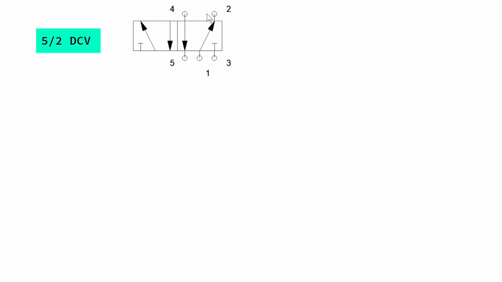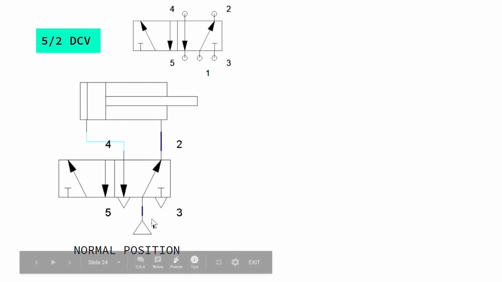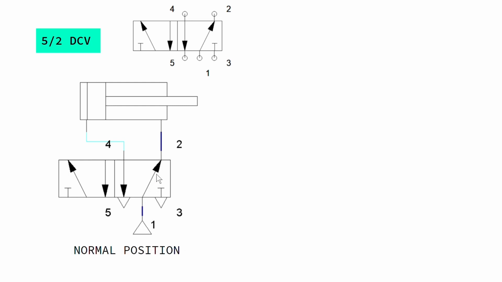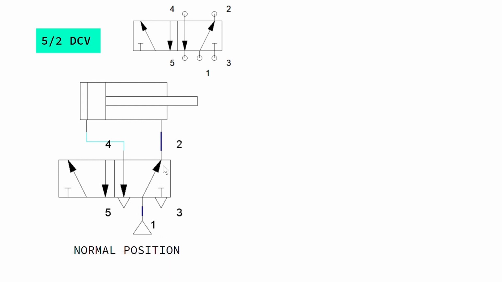If we see 5x2 valve, it's almost similar to 4x2, but it has 2 exhaust ports, 1 pressure port, and 2 and 4 are actuation ports. Now if we see the normal position, in this we supply air through this port 1, then the compressed air goes like this, and here it's already in extension, so nothing happens.